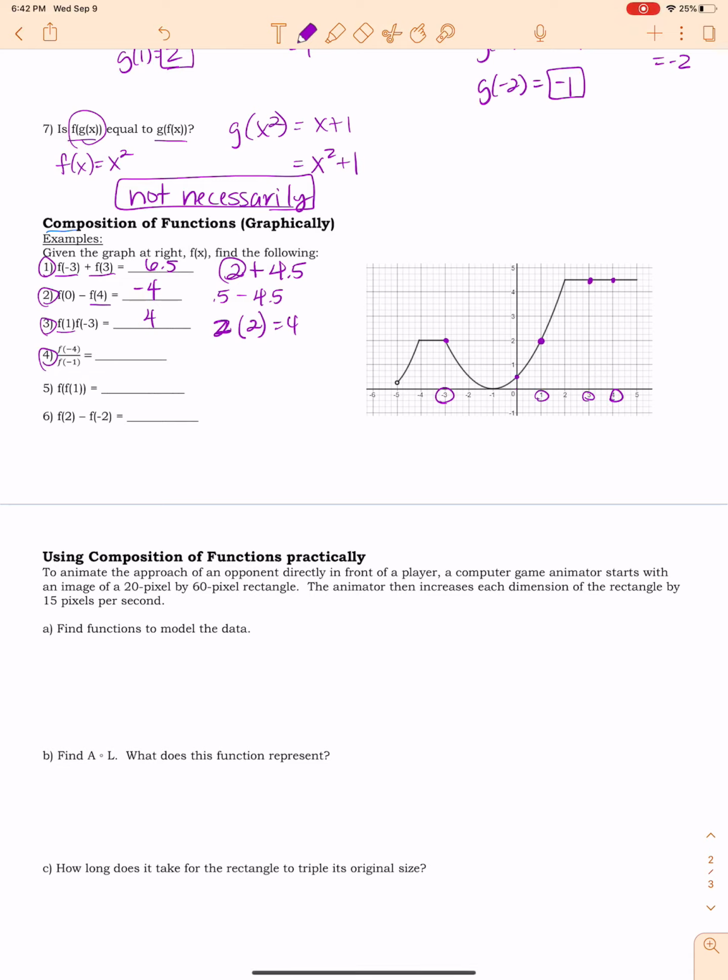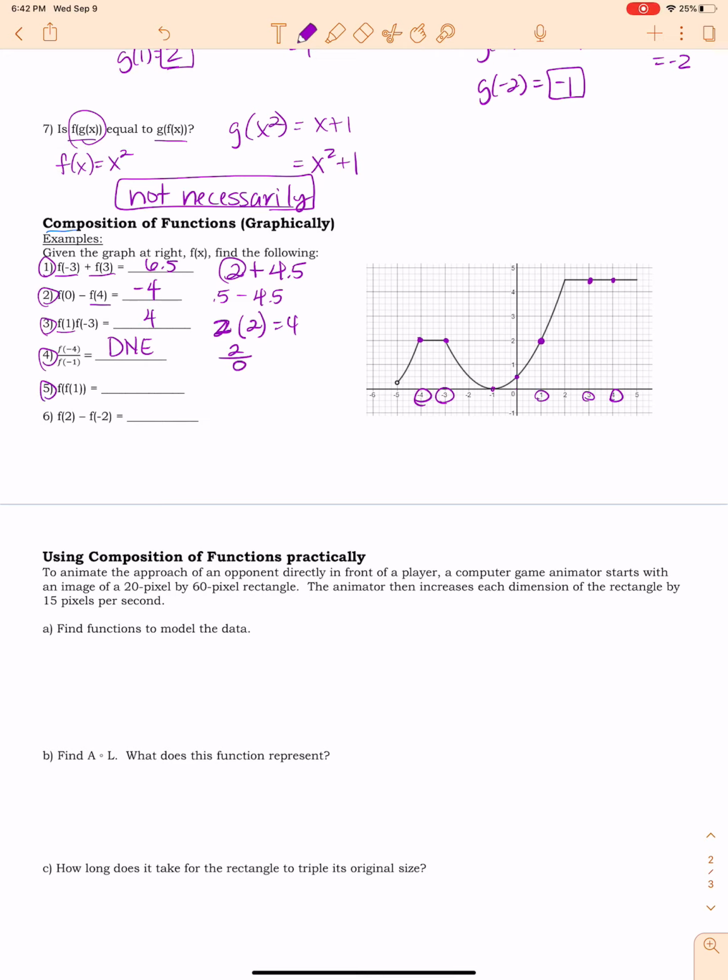Now on number 4, I've got f of negative 4. So f of negative 4, the y value is positive 2. And this is division now. F of negative 1, uh-oh, that's 0. We can't divide by 0. That does not exist. And no, it's not 0.